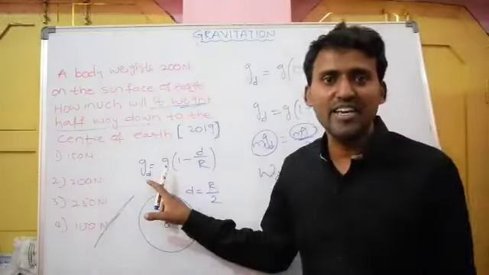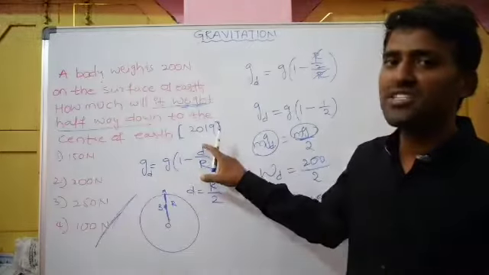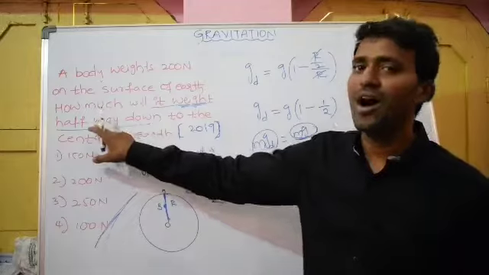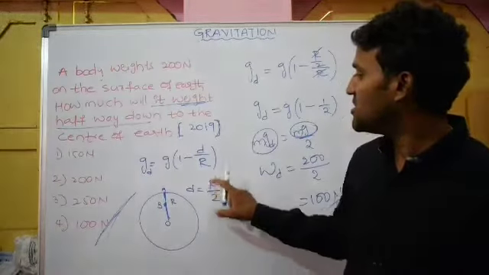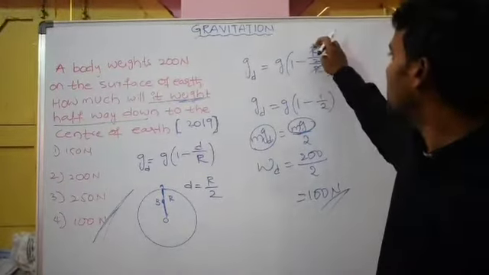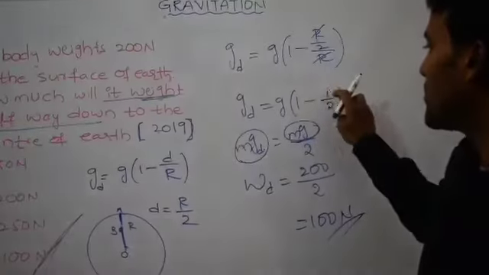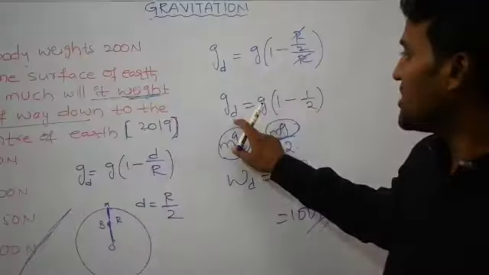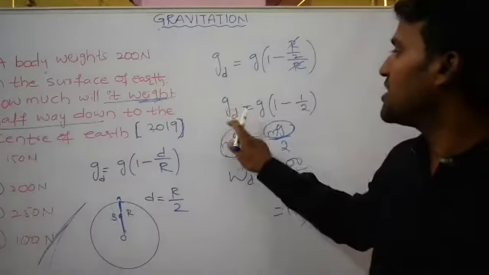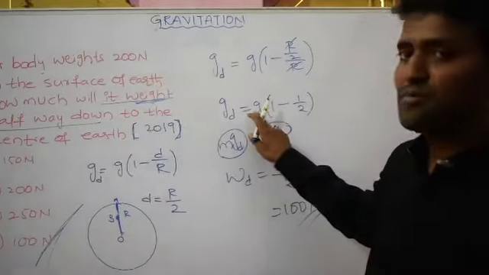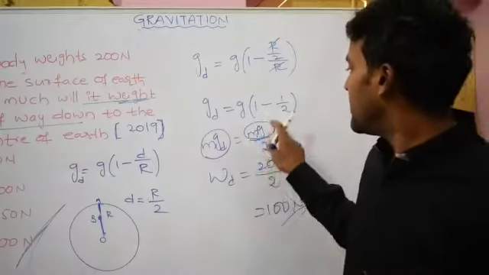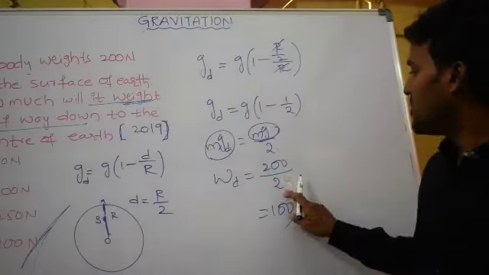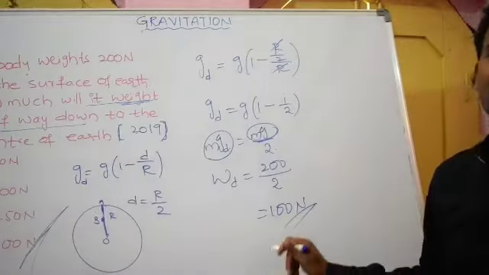Gravity at a depth d is equal to G into 1 minus d by r. In the problem they mention small d is equal to half, that is r by 2. I substitute in this one, r gets cancelled, and I got 1 minus 1 by 2, which is 1 by 2. But he is asking weight, so to get the weight, I multiply this equation with the mass: m into Gd and m into g. So mg divided by 2, where mg is given as 200, so 200 by 2 is 100 newtons.